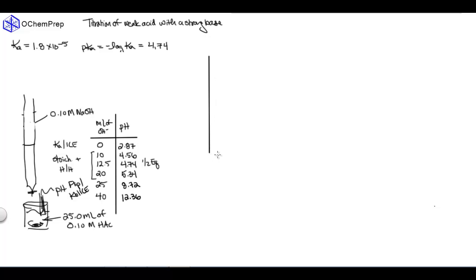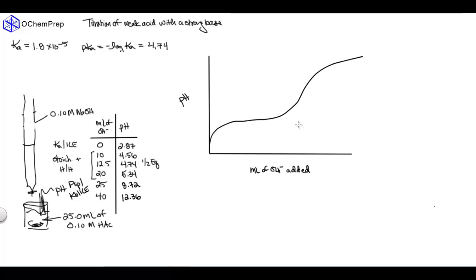But this is what your graph will look like. So we'll set up our graph. On the x-axis, we'll have the milliliters of OH minus added. And on the y-axis, we'll have our pH. And the titration graph will look like this. It'll start above 1 because it's a weak acid, and it'll step up. Now, this region right here is called the buffer region, because a buffer is a solution that resists pH change. So even though we're adding strong base right here, our pH isn't changing very much.